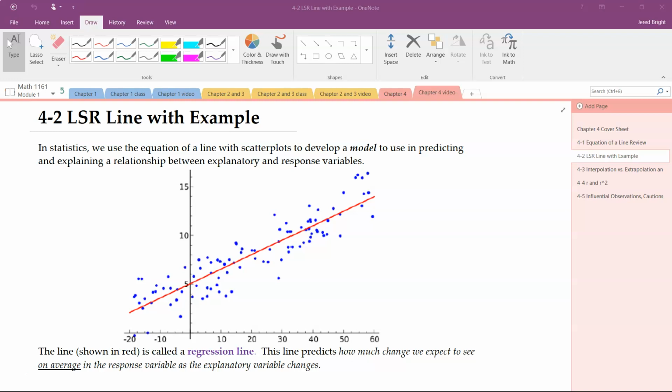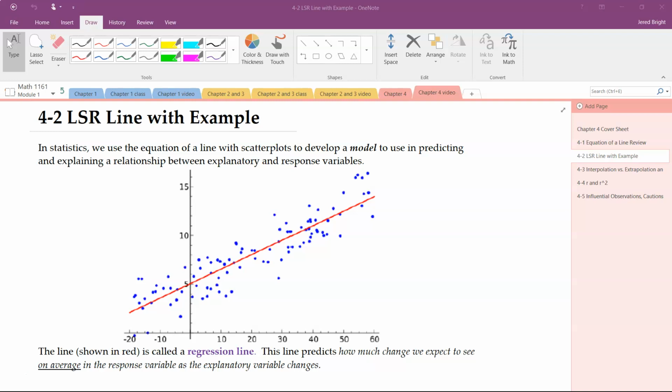In that scatter plot, what we want to do is come up with some sort of mathematical formulation that describes the scatter plot, that we could possibly use to predict relationships between the explanatory and response variable. That process of predicting, we talk about that as modeling the relationship.